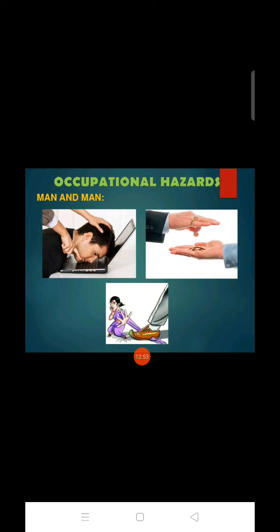Sometimes people relieve the stress at home, and when they come home they put pressure on the family, as a kind of compensation. That is man and man. Jealousy and similar things also happen, and they come under these hazards.